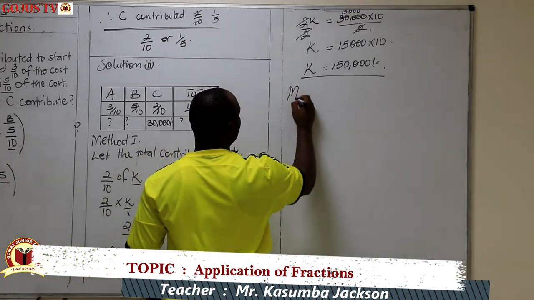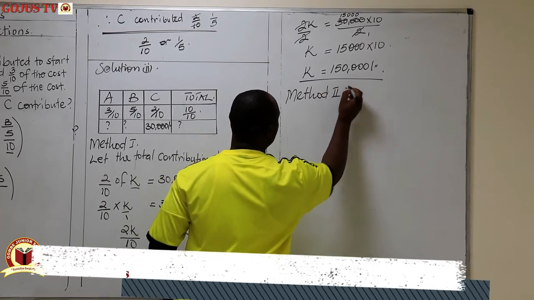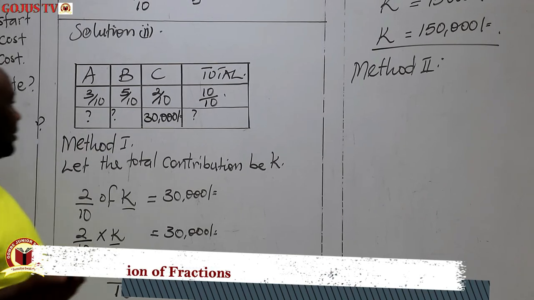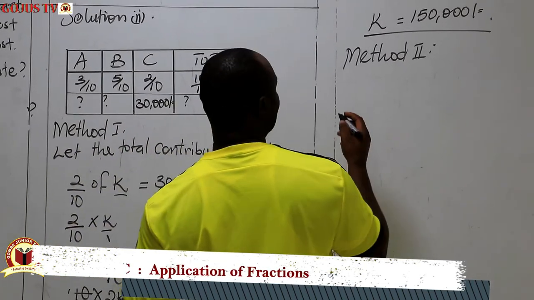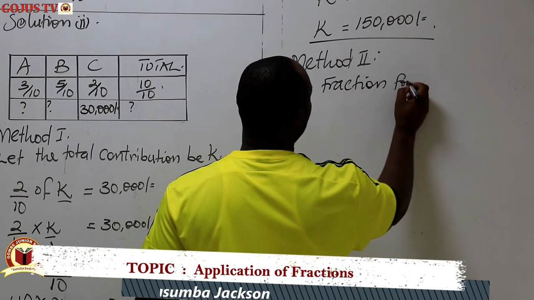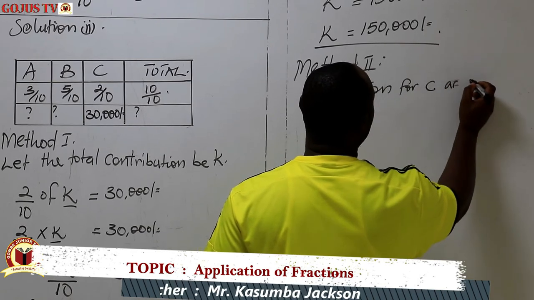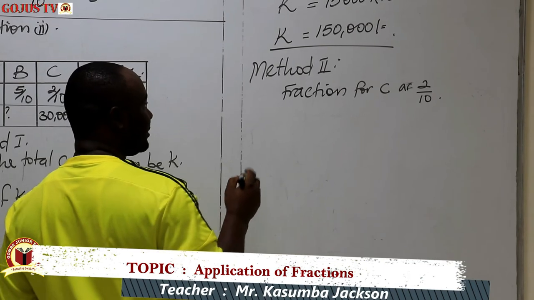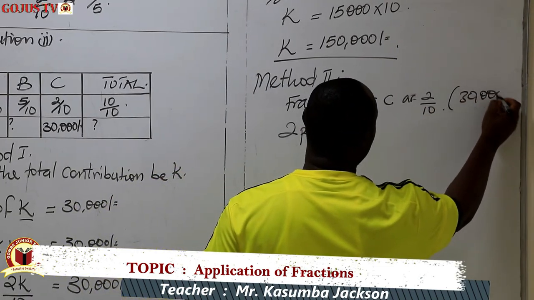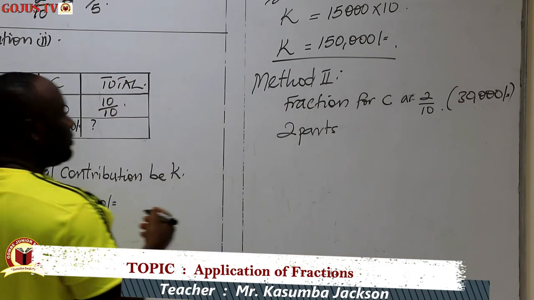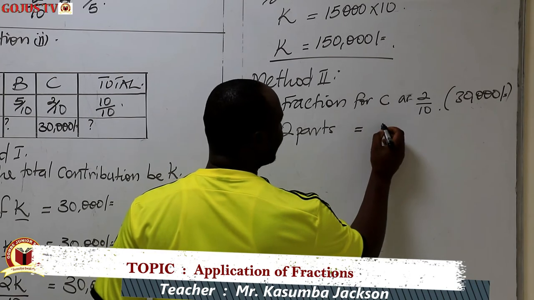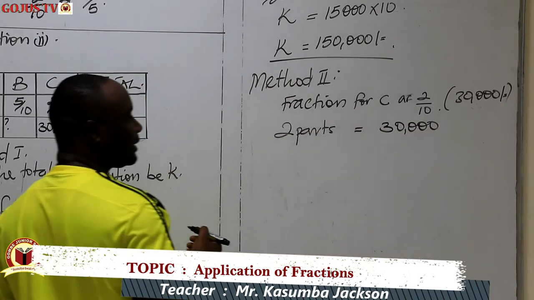Using method two, we need the fraction for C as well as the money for C, such that we can use our method of parts. So if we have our fraction for C as 2 out of 10, we shall now use parts and say our two parts, because this is having an equivalent of 30,000 in terms of money. Two parts are equivalent to 30,000 shillings.